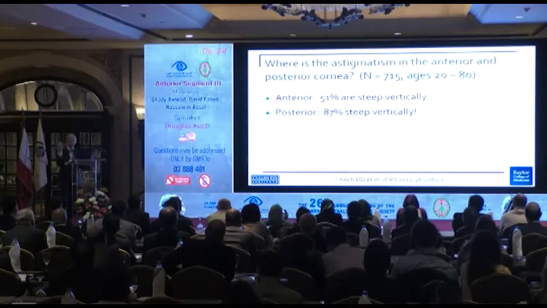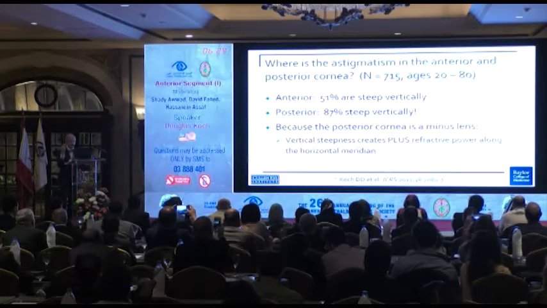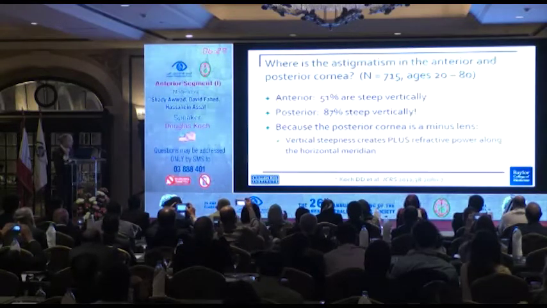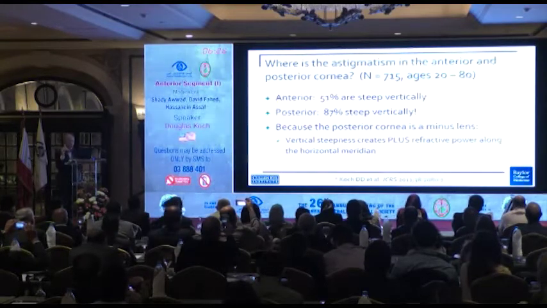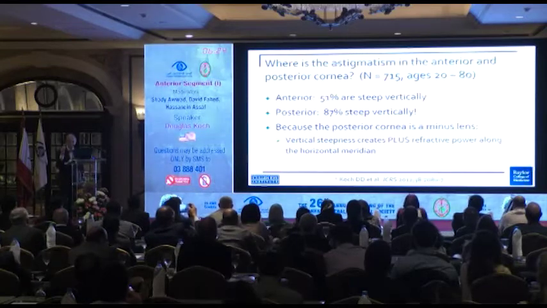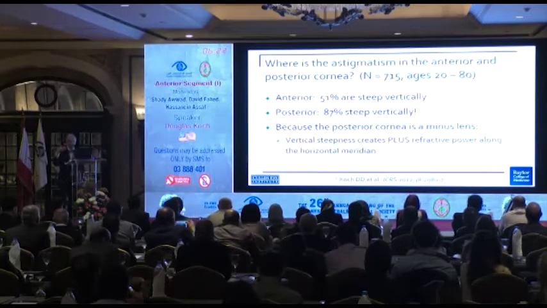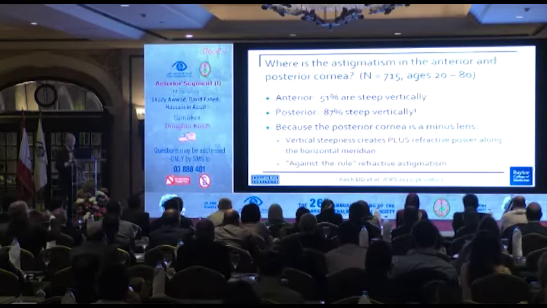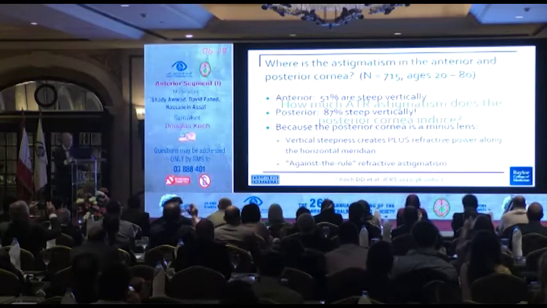The posterior cornea tends, though, to be steep vertically in most patients. And because the posterior cornea is a minus lens, that vertical steepness creates plus refractive power that is actually along the horizontal meridian, or it creates against the rule refractive astigmatism.